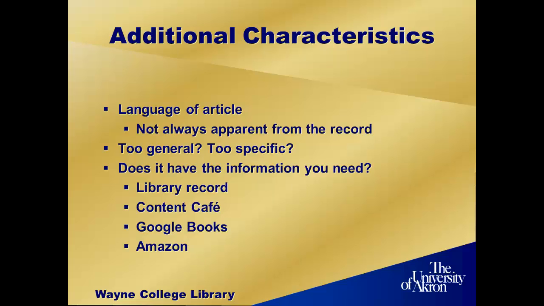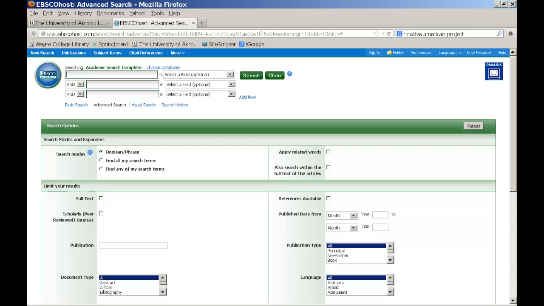Now let's take a look at a resource that would probably be considered inappropriate. Here we are in Academic Search Complete. Now let's say you are doing a research paper on the history of U.S. policy towards Yugoslavia. So why don't we go ahead and do a phrase search for U.S. policy and add in Yugoslavia in the other box. Search.